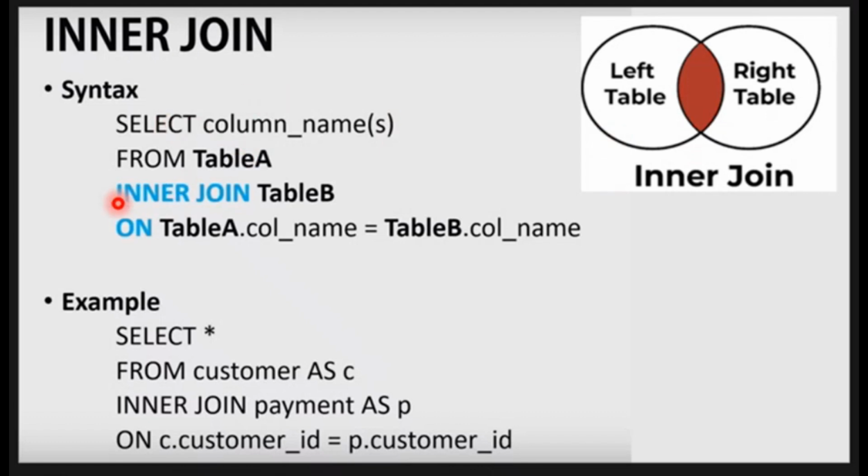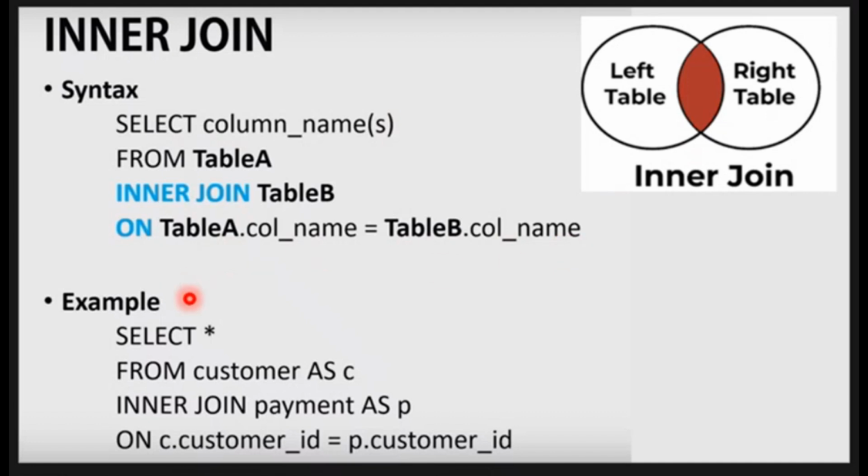Now the syntax continues with the keyword inner join. So we'll write inner join. Now we are joining table B, and then we use ON. So from table A, you are joining table B on. On means on which column you are joining. So table A column name equal to table B column name.